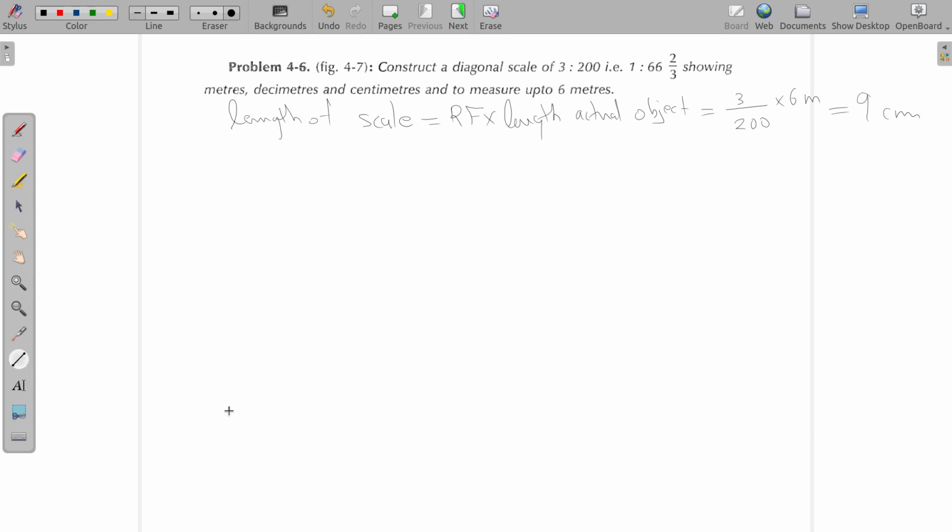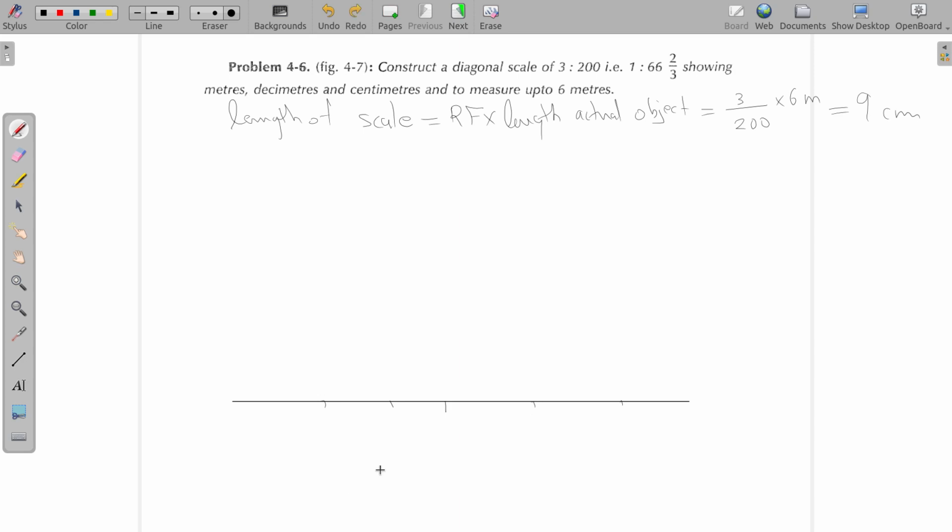So you draw a line that is 9 centimeters long. Now this must measure up to 6 meters, so you have to divide this into 6 parts. Mark 0, 1, 2, 3, 4 and 5, and these are meters.